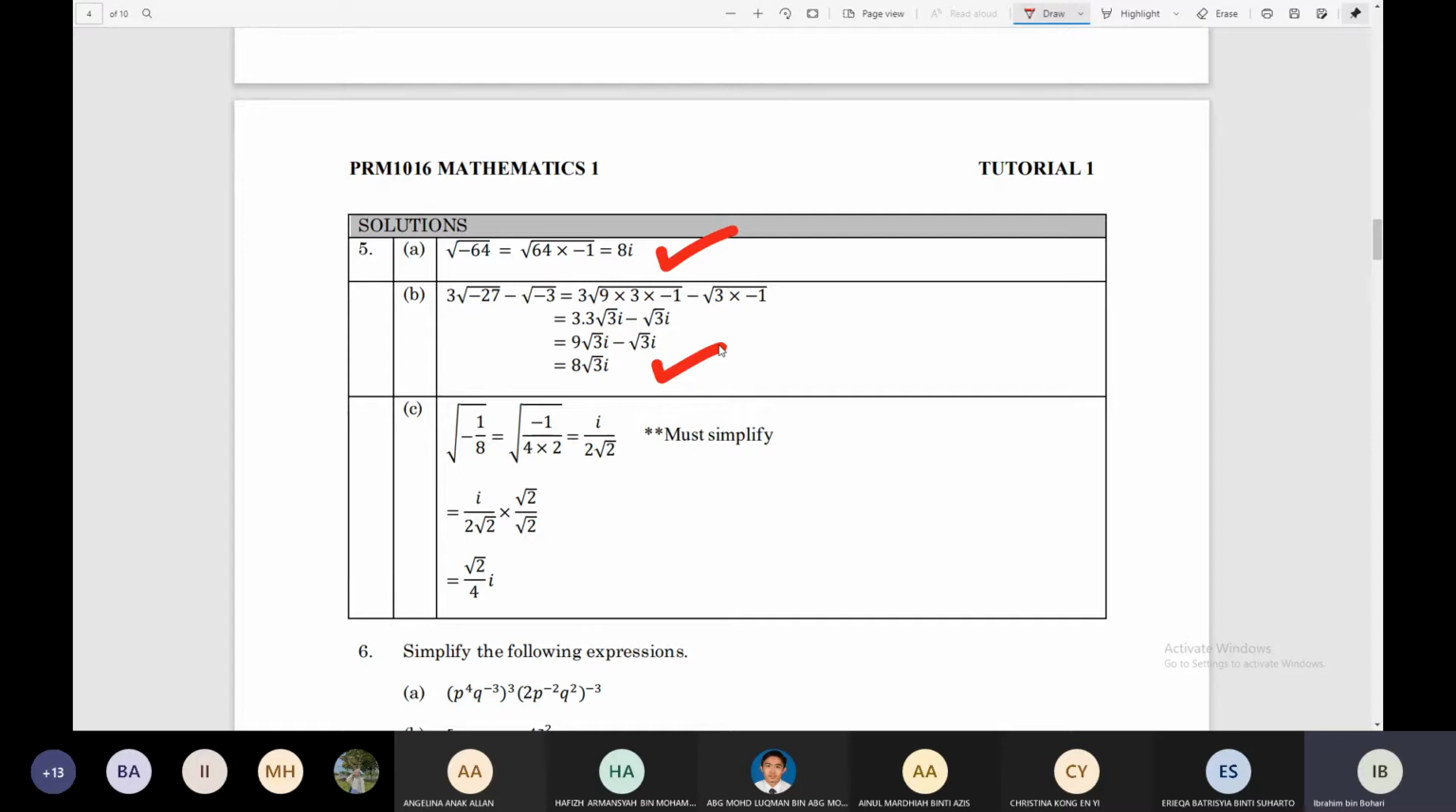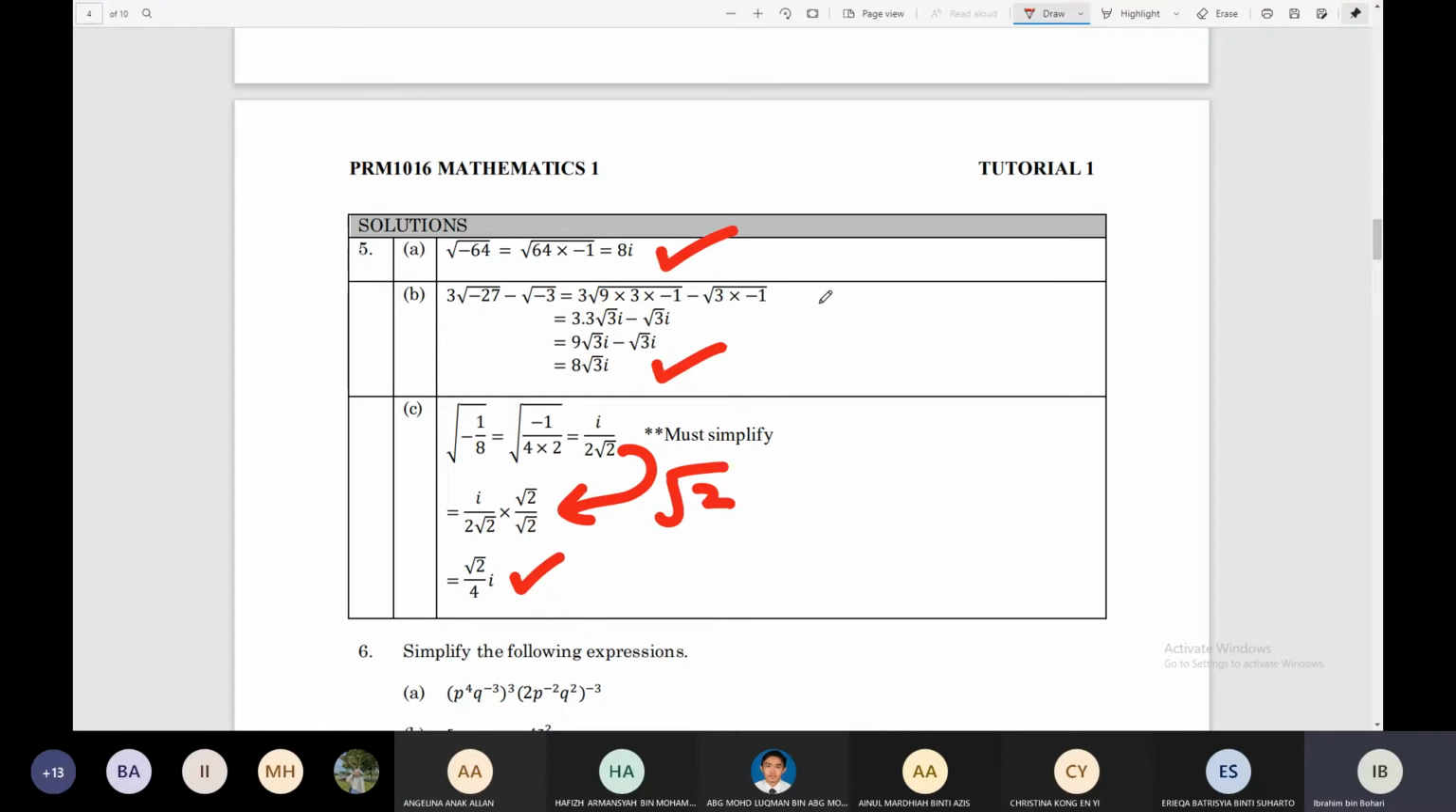Okay, question C, cube root of negative 1 over 4 times 2, and the denominator equals 2 cube root of 2. So remove the cube root from the denominator by multiplying with the cube root of 2. So i times cube root of 2, and 2 cube root of 2 times cube root of 2, and the denominator equals 4. So the final answer equals cube root of 2 over 4 i. Okay, got the answer.